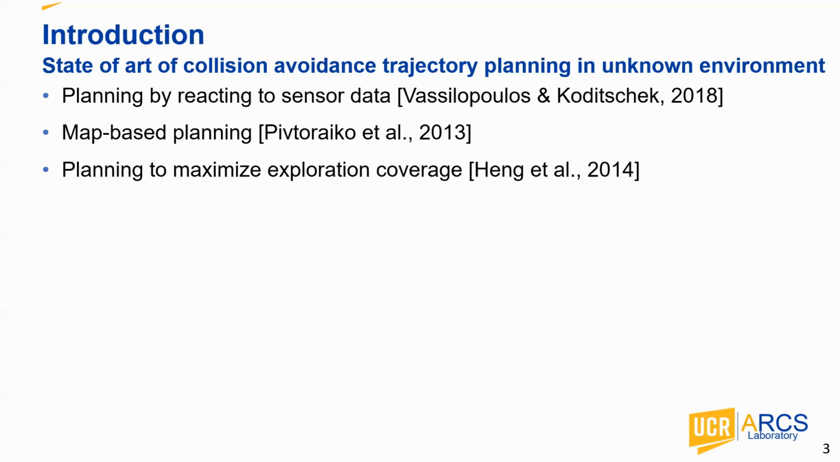Three main categories of planning algorithms exist for planning in partially known environments with local information for local collision-free paths. Those strategies are planning directly by reacting to sensor data, map-based planning, using sensors to build maps first and then planning based on those maps, and planning to maximize exploration coverage.